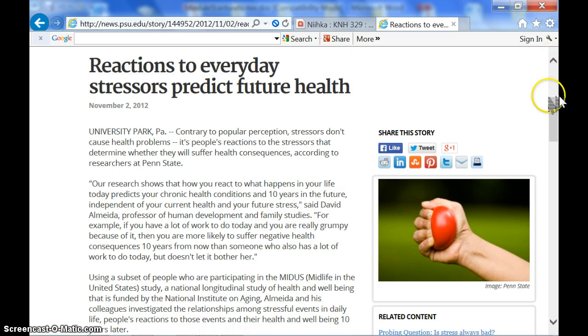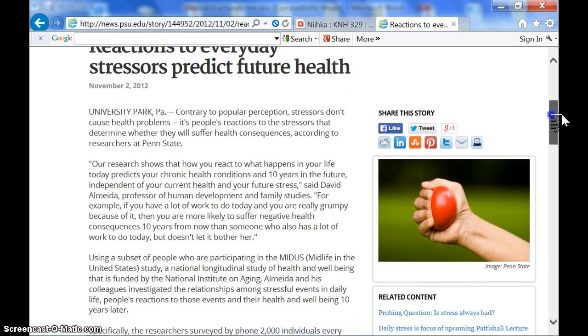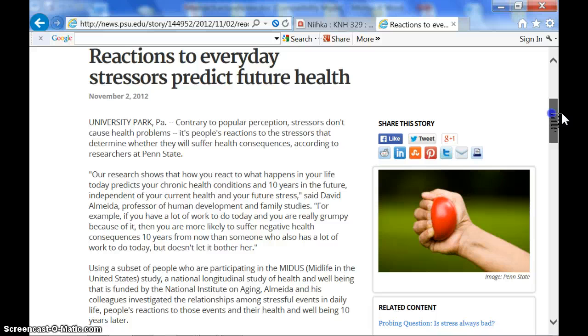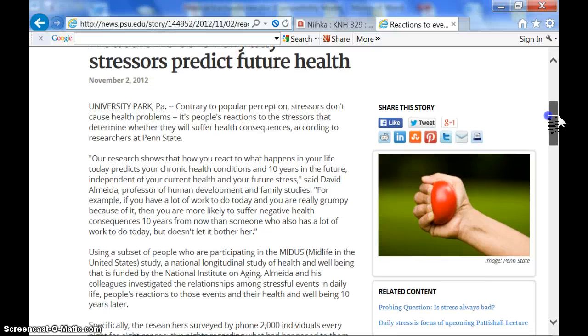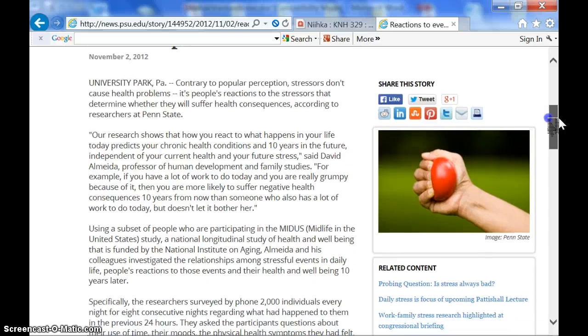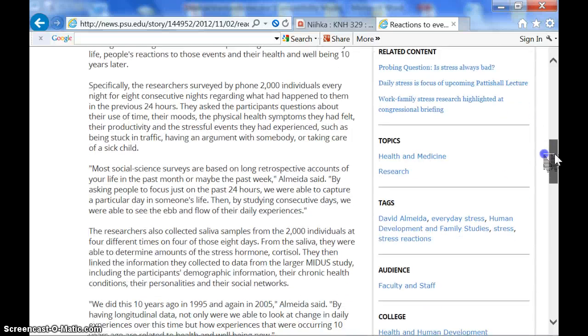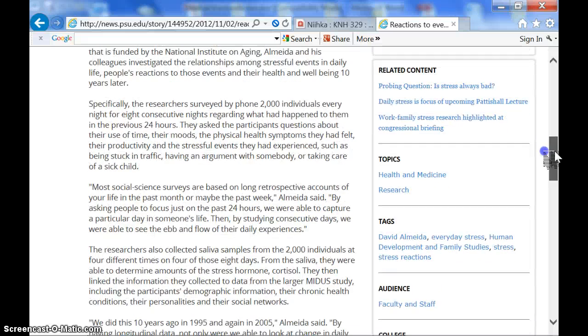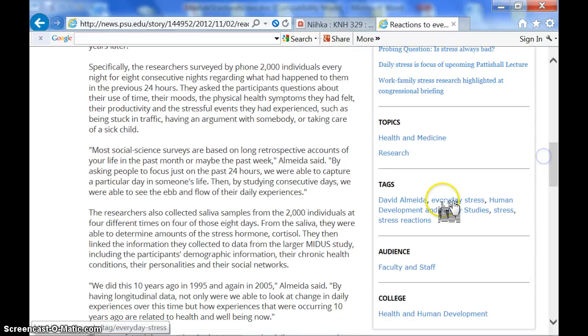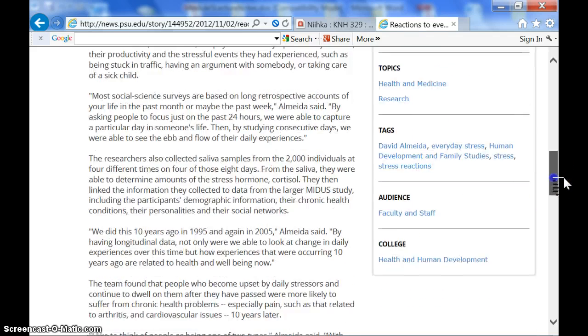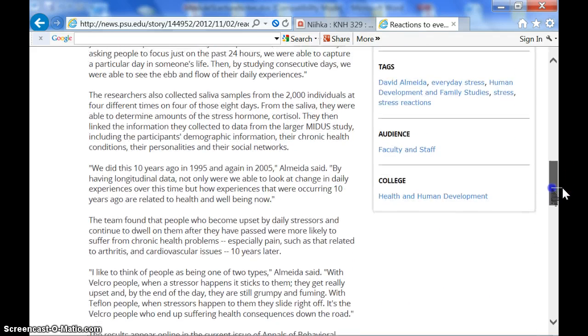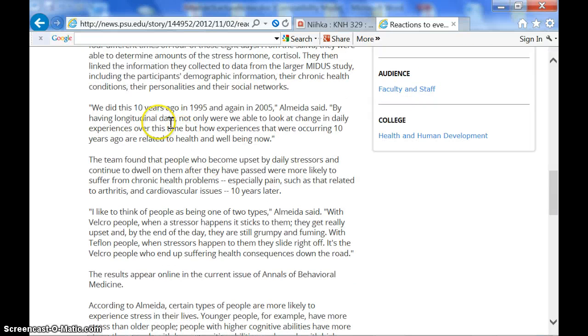Reactions to everyday stressors predict future health. So this isn't something that you can just push off to the side. It's how you react, how you appraise these experiences which lead to good health or poor health. So what they did is they followed people along for like 10 years or so, and they did saliva draws to get at releases of hormones such as cortisol. And they did this over a long period of time, 10 years, 1995 to 2005. So they've got this longitudinal data.